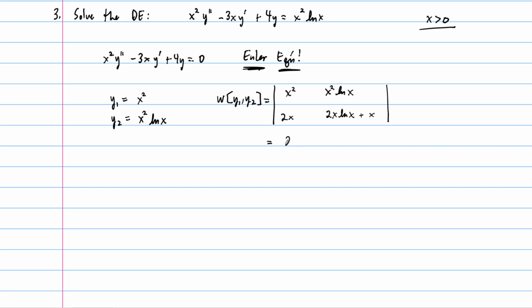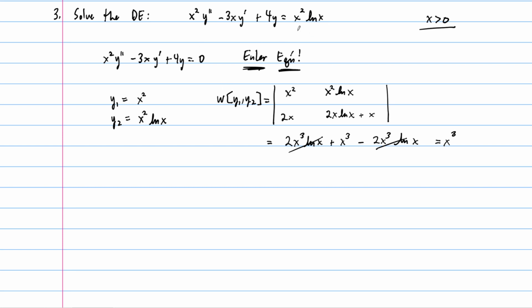So it's going to be 2x cubed natural log x plus x cubed minus 2x cubed natural log of x. And so these, of course, will cancel and leave us with just x cubed. All right. So that's our Wronskian. We need our y1, we need our y2, we need our Wronskian. We also need our g, right?